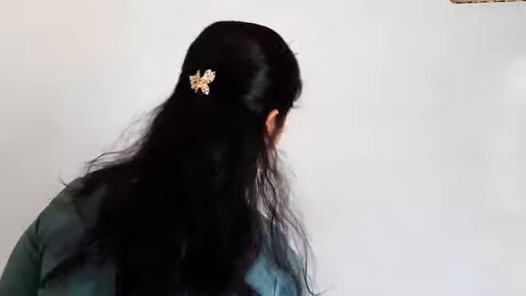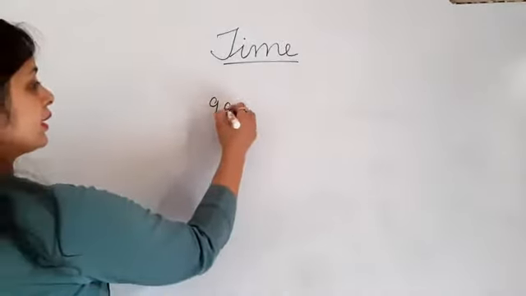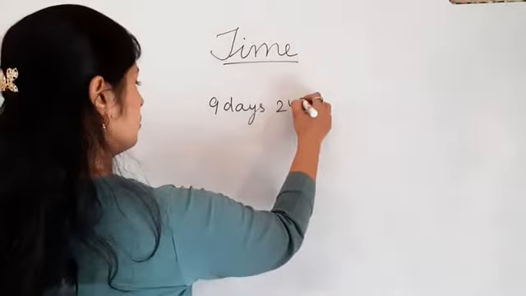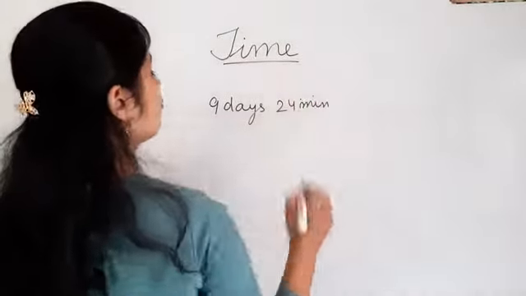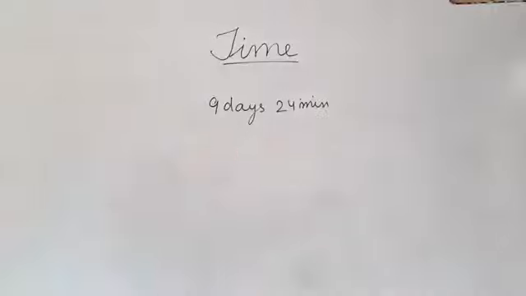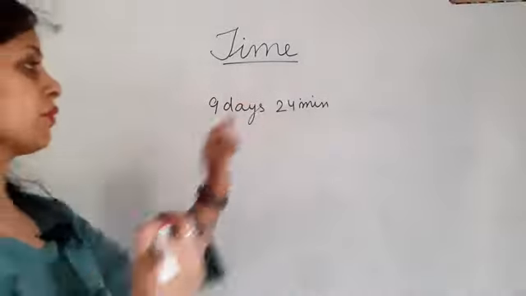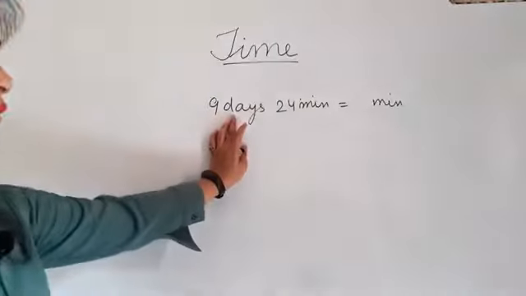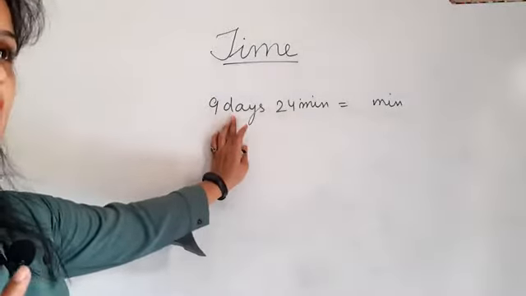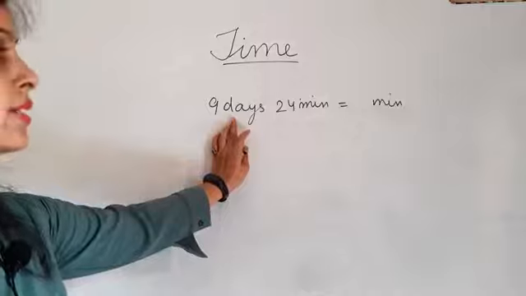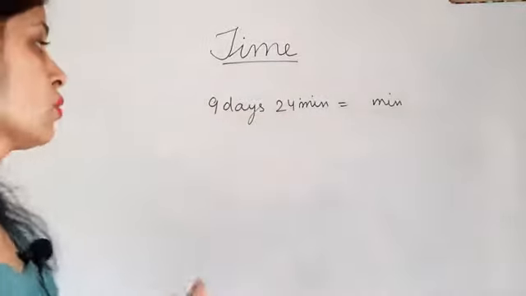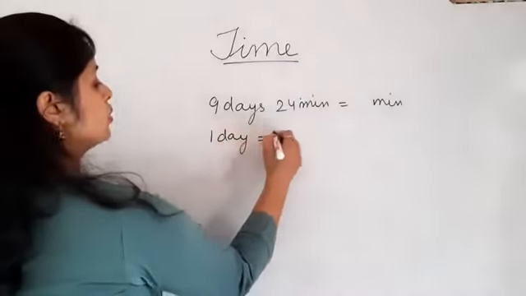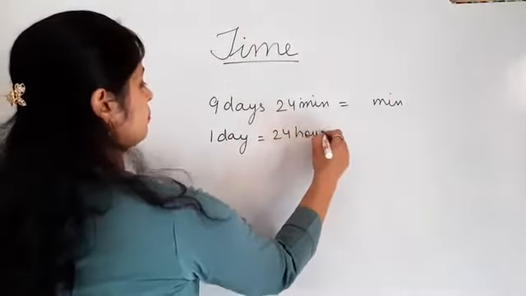Suppose we are having 9 days 24 minutes, and we want to convert the whole thing into minutes. So first of all, we'll convert days to hours, and then those hours will be converted to minutes, and then we will add the minutes. So first of all, 1 day is equal to 24 hours.